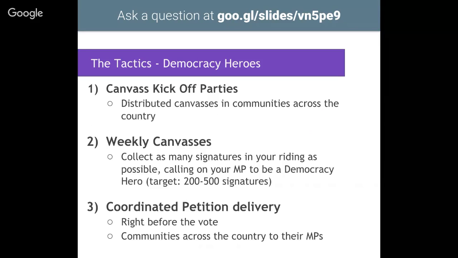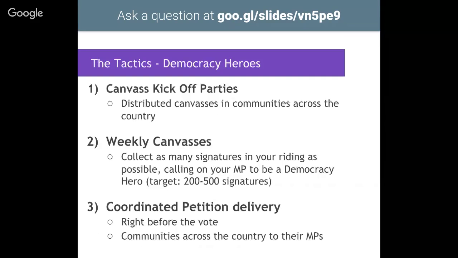We're hoping that these groups of people will meet weekly and that we'll collect as many signatures as we can in our ridings leading up to this vote in May. So our target is to get between 200 and 500 signatures in each city or town leading up to this vote. And then at the end, right before we actually have the vote, there'll be a coordinated petition delivery where we'll actually be able to deliver not only the signatures that we're collecting in the field, so talking to people face to face, but also the petition signatures we're collecting online. And we'll be able to give these to our MPs before they actually go in for that vote.